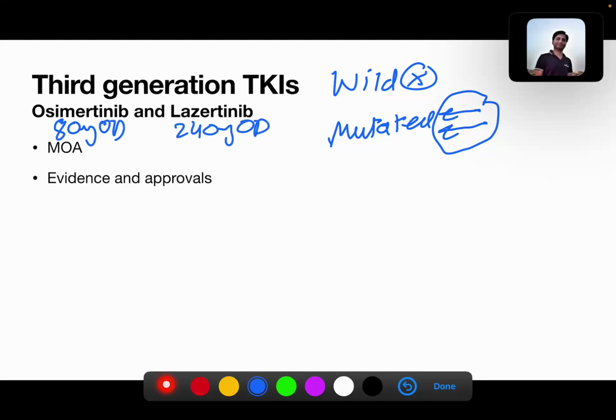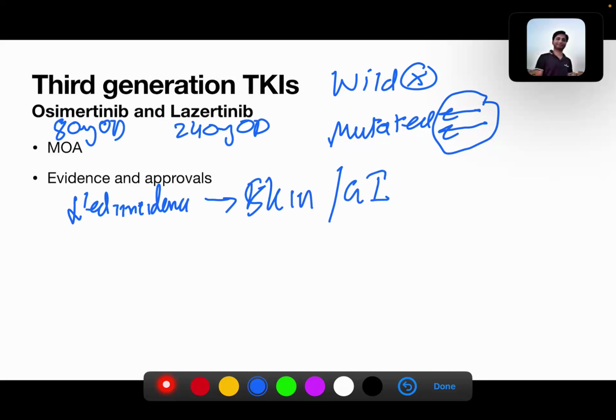And basically the toxicity profile is different. So you have a decreased incidence of skin and GI toxicities. Okay, although they are seen, the intensity and the prevalence is much less compared to first and second generation TKIs because it binds more specifically to the mutated EGFR receptor. Okay, and apart from that, you also get your ILD and your hepatic toxicity.